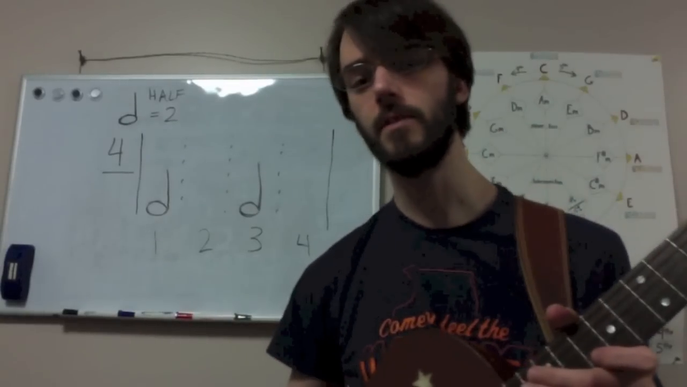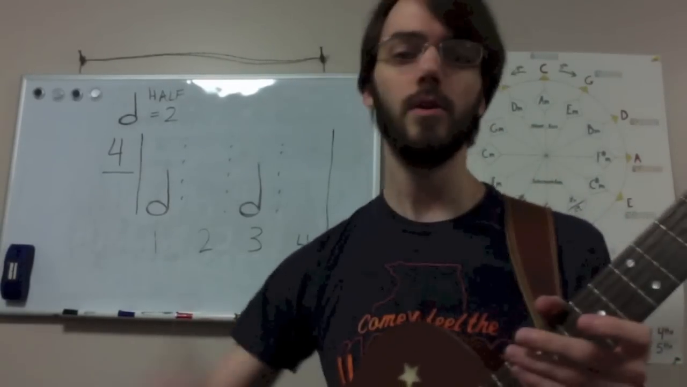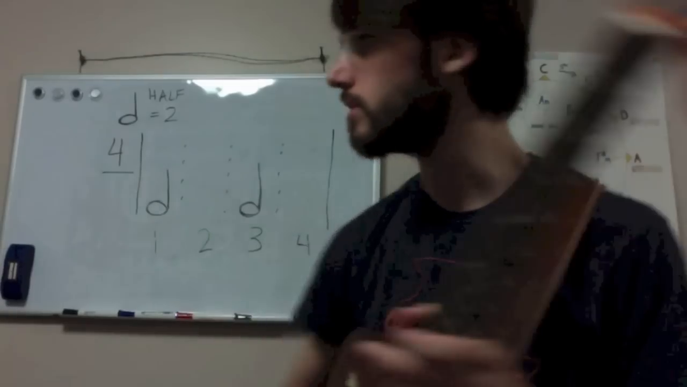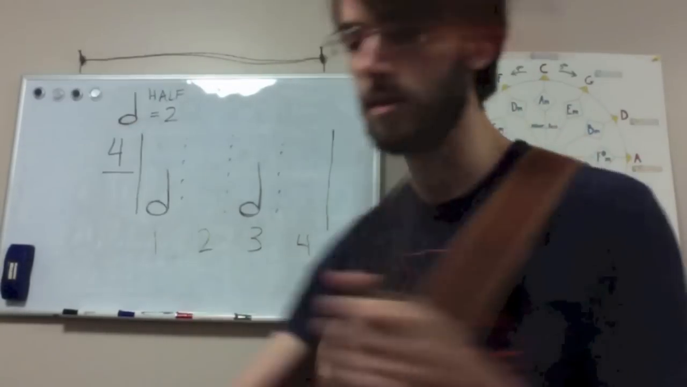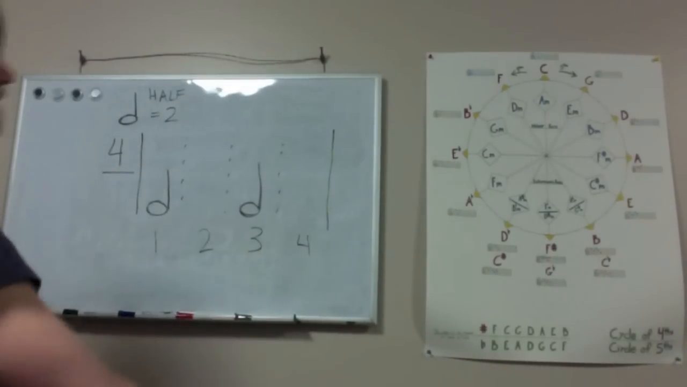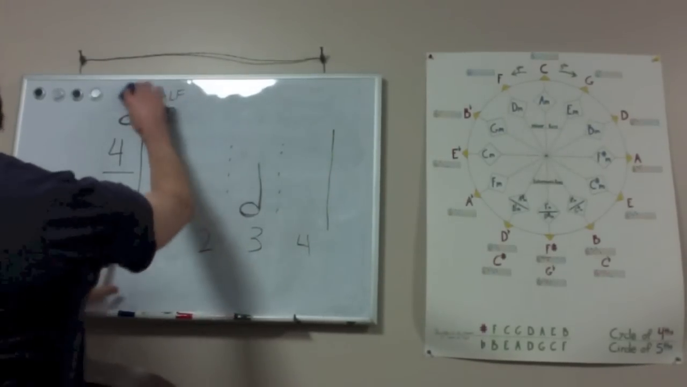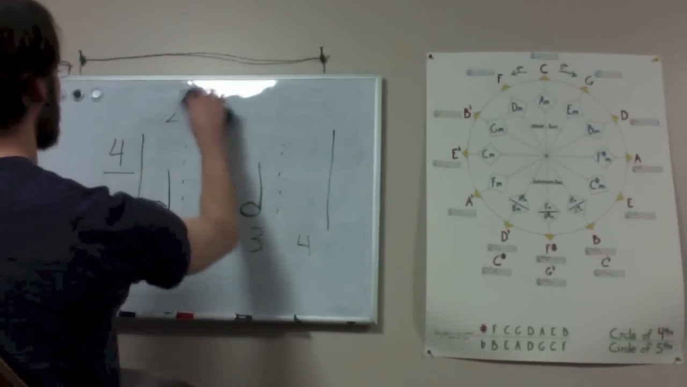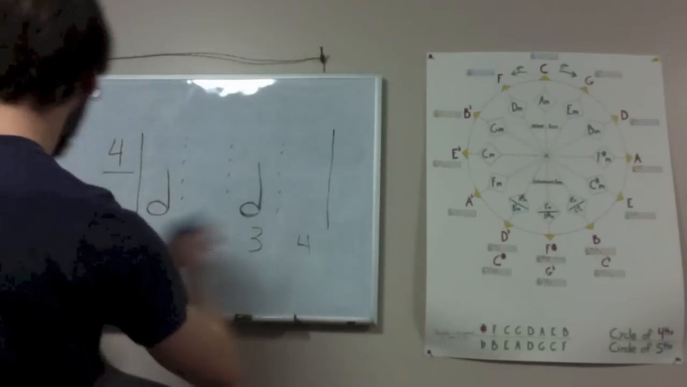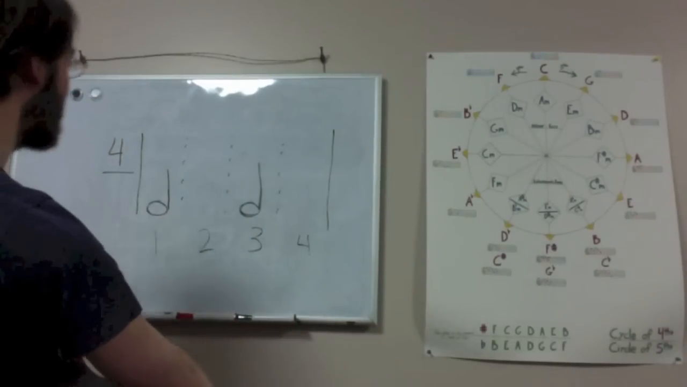All right, how are you feeling? You with me so far? Because we're going to go to one more type of note here, which is going to really bring all this stuff together. We did the whole note, that was four beats. We did the half note, which is half of a whole note, which is two beats. So what would half of a half be?